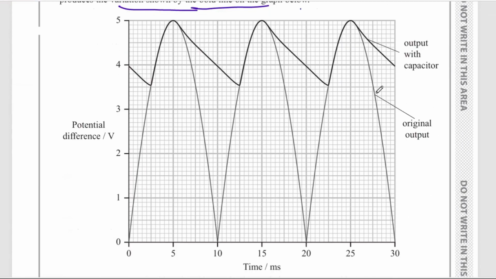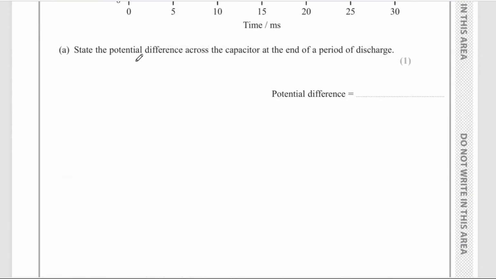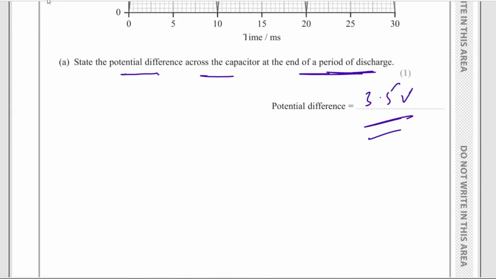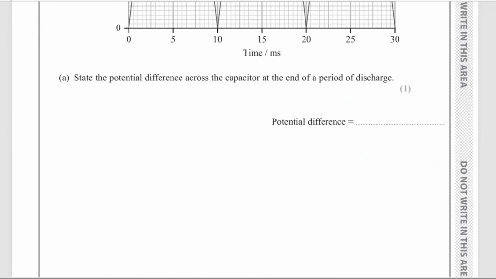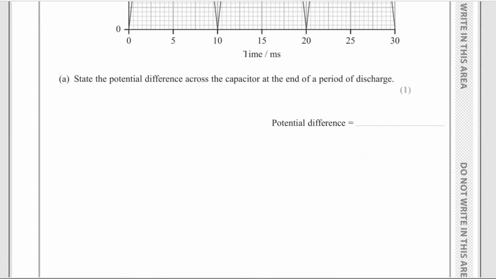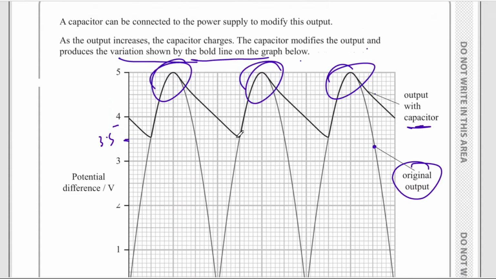And somewhere you've got this original output, right? Output with the capacitor over here and output with the original output. Now they've got something like the potential difference across the capacitor at the end of the period of discharge. So with the capacitor, you can see that it's always coming over here, somehow like this.